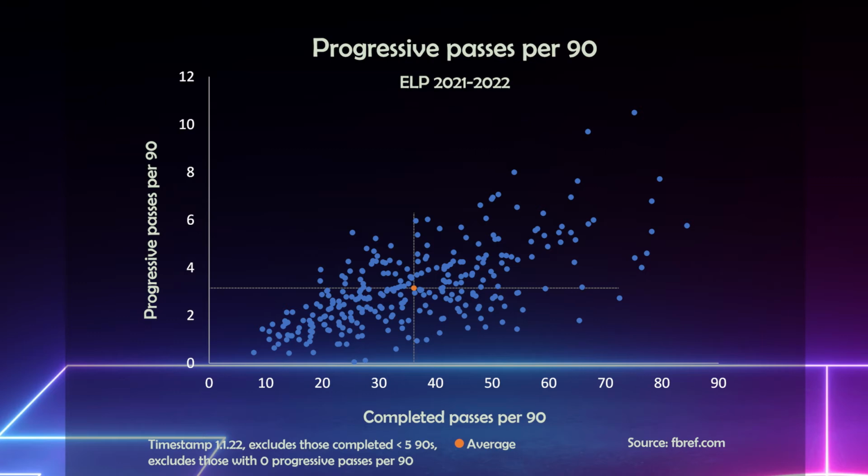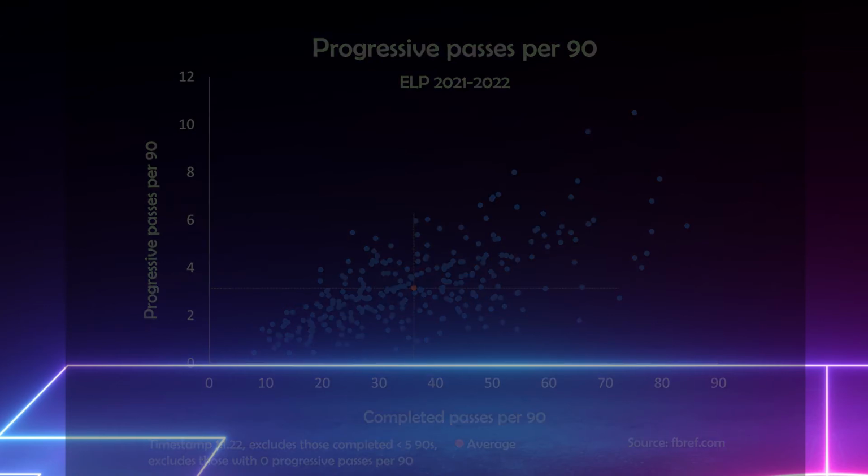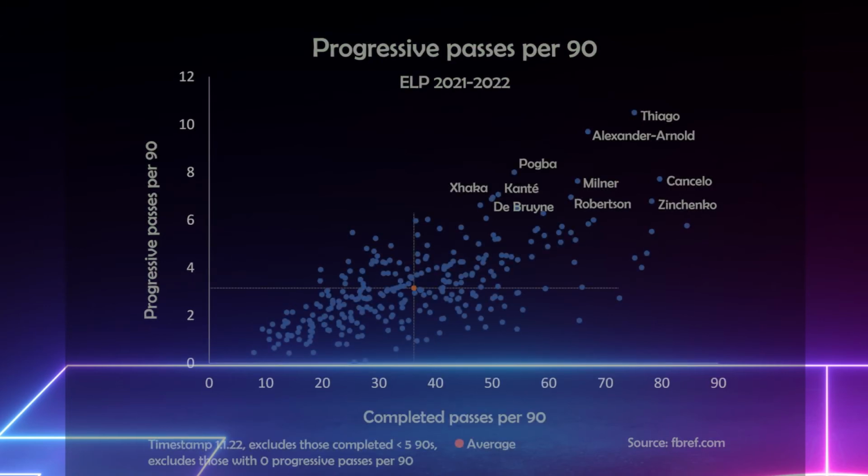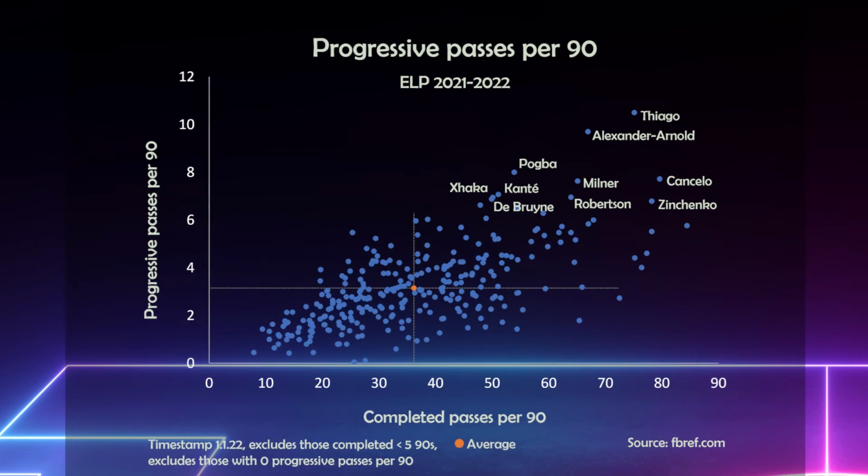So let's take a look right now at the players towards the top right, who are both above average in the number of completed passes overall, but also above average in the number of progressive passes that they complete on average in a 90-minute period. These are the players who make the top 10 for the first 6 months of this season's Premier League. Some of these names are to be expected. Some of these are, I think, a little bit surprising.